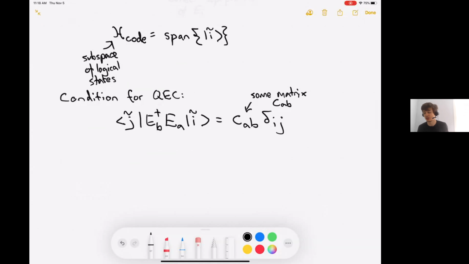So the general condition is this one, and last time we did not attempt in any way to prove this condition. So that's what we're going to start by doing today. Okay. Any questions on that?